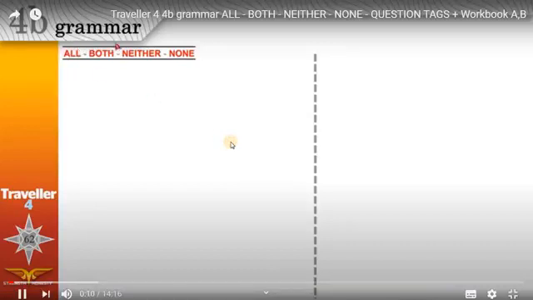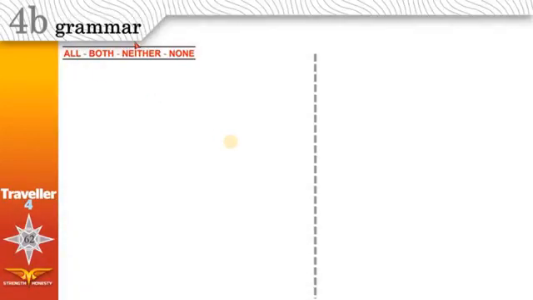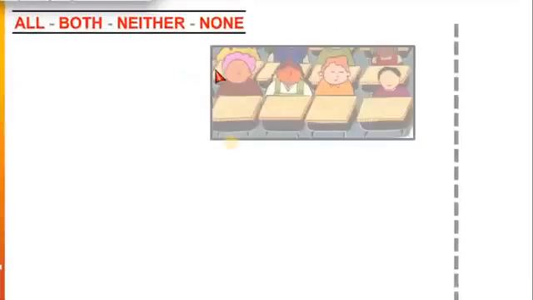4B Grammar. This is the last grammar video you're going to take in Traveler 4. However, we have 3 grammar lessons in one, so please continue watching. All, both, neither, or neither, and none. This is a topic that we took before.